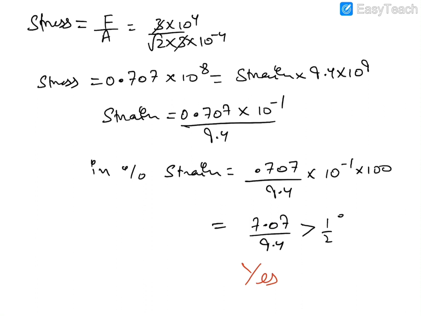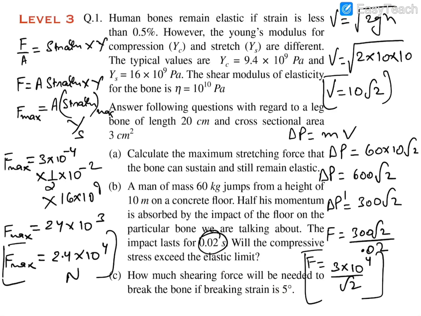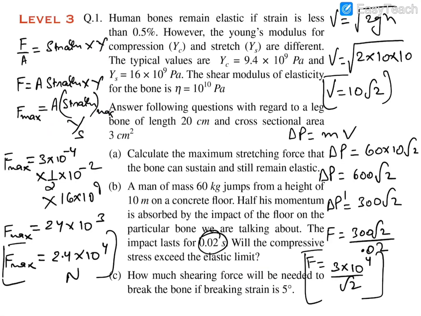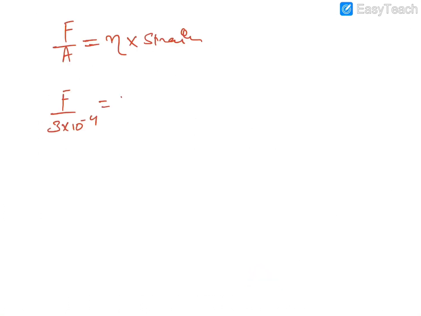Now in the next third question, it is given that how much shearing force will be needed to break the bone if the breaking strain is 5 degree. So we know that shear force upon area is equal to modulus of rigidity into strain. Now shear force F upon area is 3 into 10 raised to power minus 4 is equal to modulus of rigidity, which will be 10 raised to power 10. So this is 10 raised to power 10 and multiplied by the breaking strain of 5 degree.